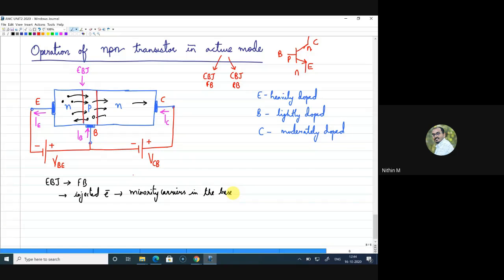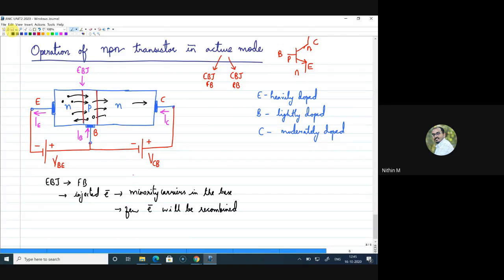Let me just finish this. Now, few electrons will be recombined. The reason is, a lot of electrons are coming into the base, but the base region itself is very small. Few will be recombined, but the majority will be collected by the collector because of the large positive voltage which is available on the right side, right?